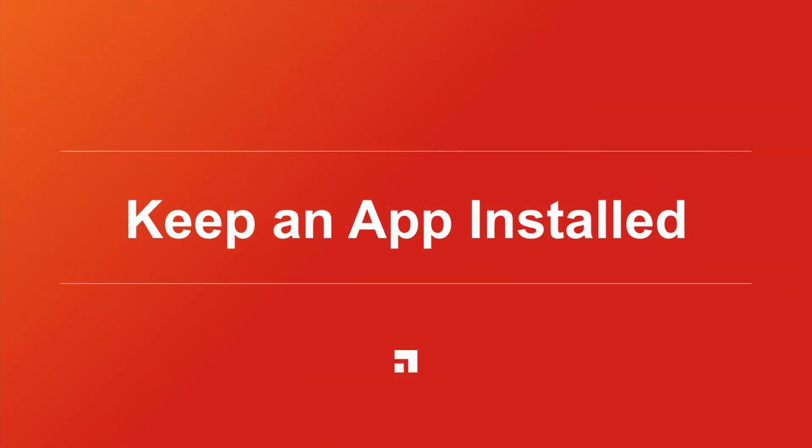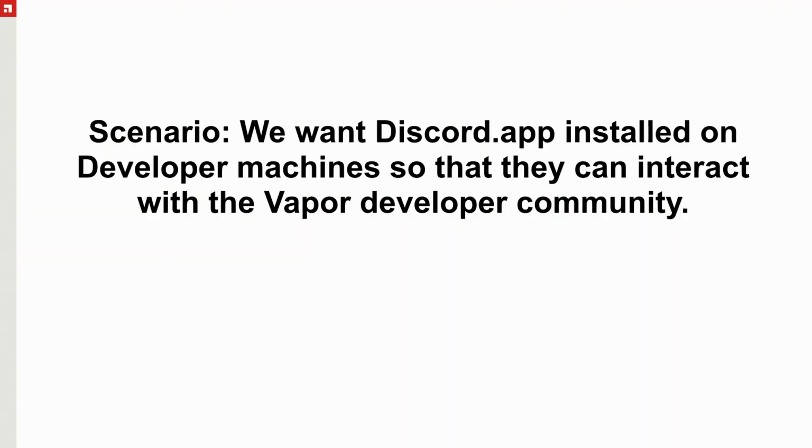So let's look at a scenario of just keeping an app installed. And the scenario I want to talk about is this. We want the Discord app installed, not for playing games, but because the Vapor Swift web application framework community uses Discord the way most people use Slack. So we want to be able to get on and talk to them about Vapor, we want to find out why our database queries aren't working or whatever. We need Discord on all of our developers' machines. So we're going to enforce that. We're going to put it down there and we're going to keep it down there.